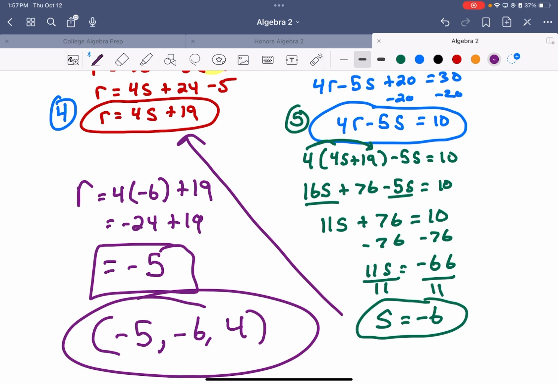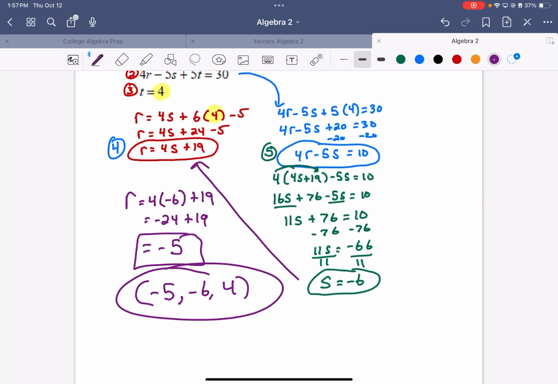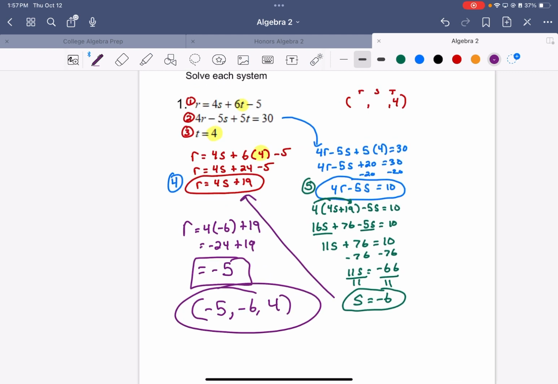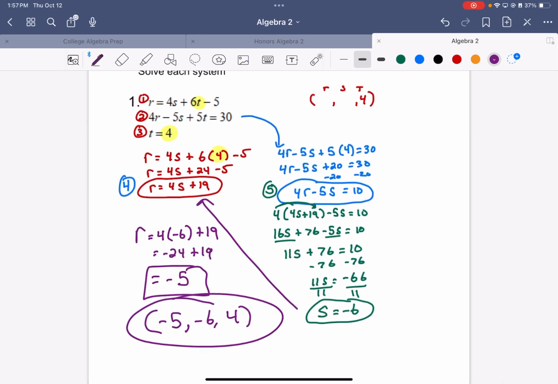Okay. This is not easy. By any stretch of the imagination, this is not easy. And playing on your phones and not paying attention to what's going on is a bad, bad idea right now.